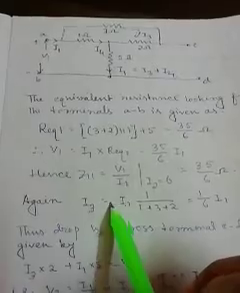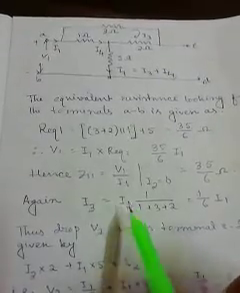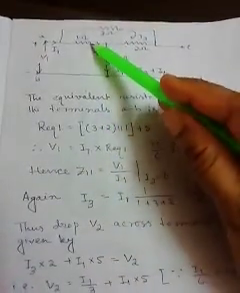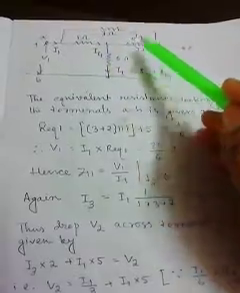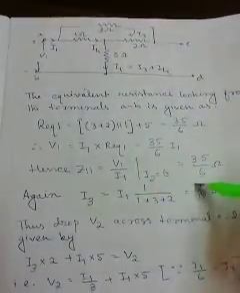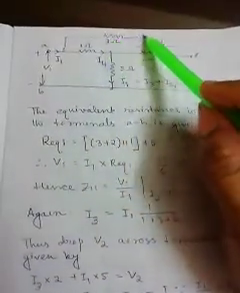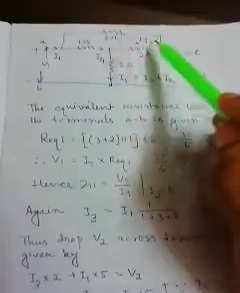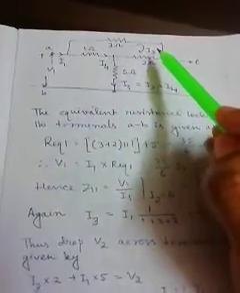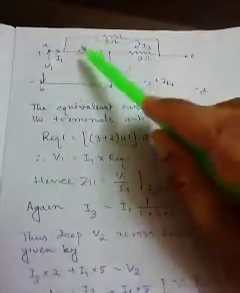So again, just the current division rule we are applying. I3 equals I1, which is the total current, into the opposite resistance 1 ohm, over the summation of these three, which gives us 1 by 6 into I1. Again, I3 is the current which is flowing through the resistances 3 ohm and 2 ohm. We want to find I3 in terms of I1.